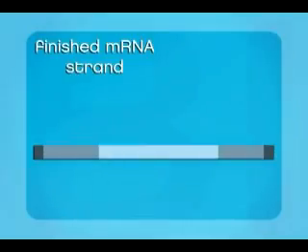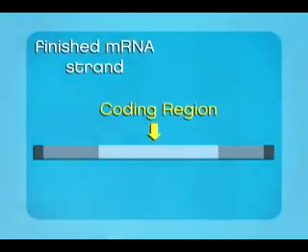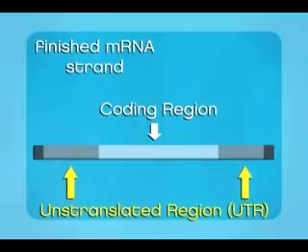The finished mRNA looks like this. As you can see, it has several regions. The largest section in the middle there is the coding region. This is the area that contains the information that will be translated. The areas to the left and the right of it are untranslated regions, or UTRs. Remember, the coding region is the part that actually gets translated. The finished mRNA is now ready to leave the nucleus and go out into the cytoplasm, where the ribosomes are, and where the information it carries will be used to make a protein.